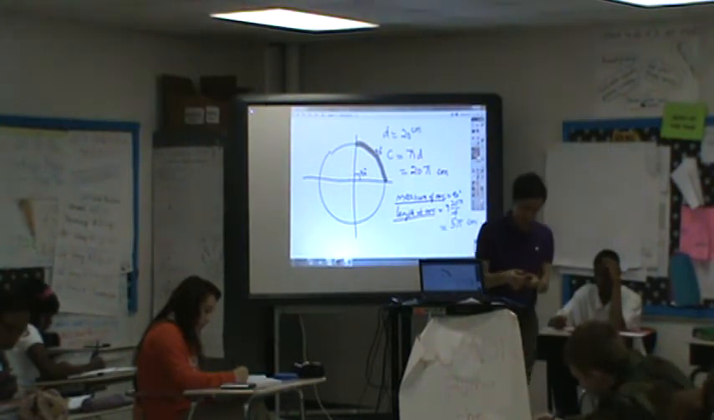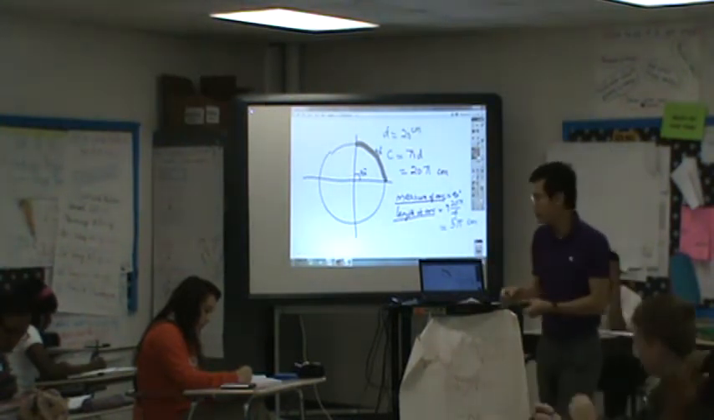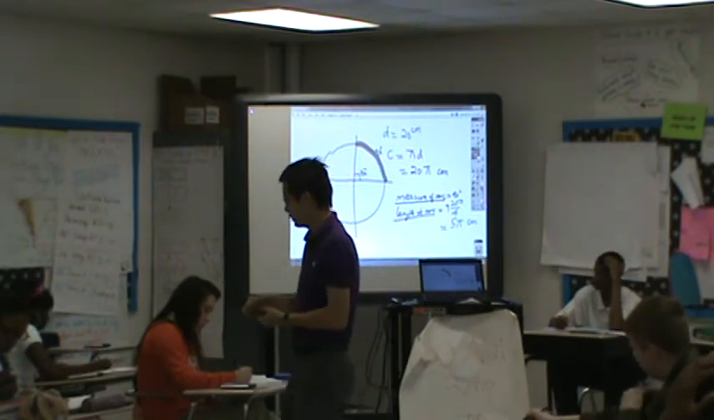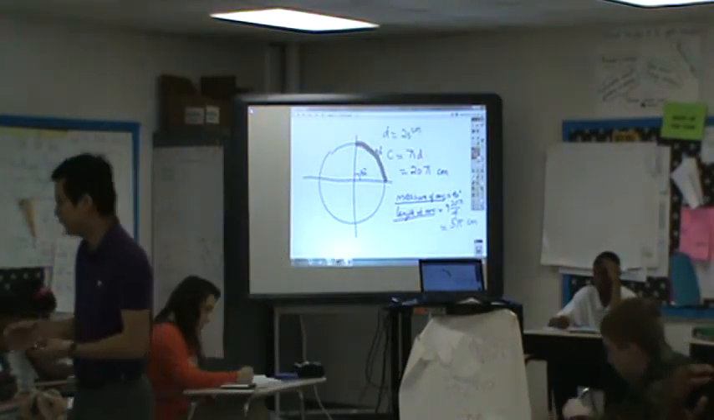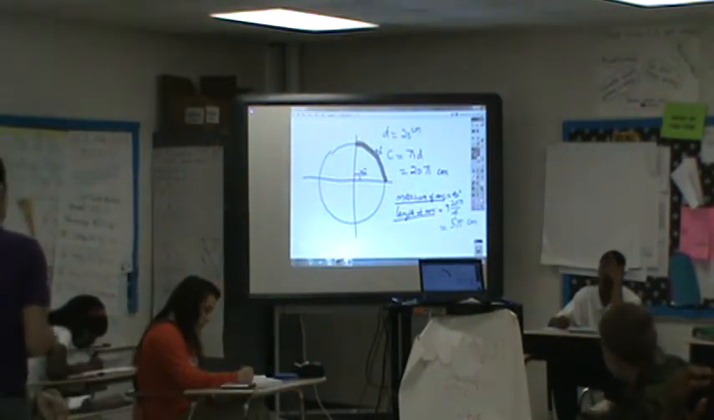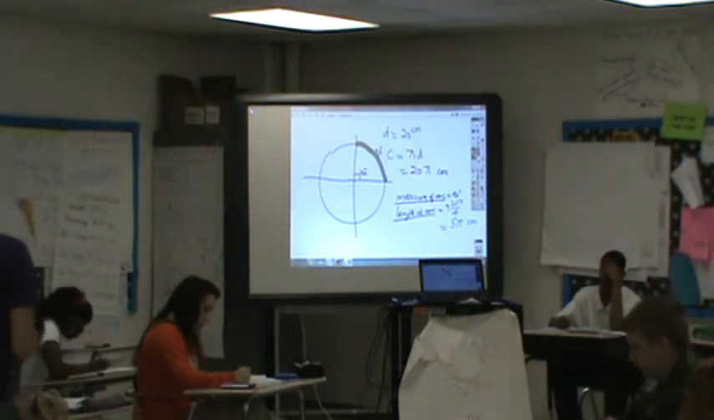You have to be able to distinguish between length of an arc and the measure of an arc. One is in degrees and the other one is in centimeters, inches, units.